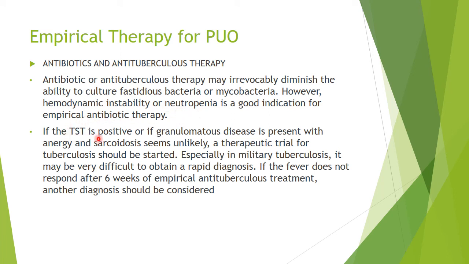If the tuberculin skin test is positive, or if granulomatous diseases are present with anergy and sarcoidosis seems unlikely, or in areas with high prevalence of tuberculosis, especially in the tropics, then treatment for tuberculosis should be started. This is because in miliary tuberculosis, obtaining a diagnosis is very difficult. And if the fever does not respond to 6 weeks of empirical anti-tuberculous therapy, then another diagnosis should be sought.